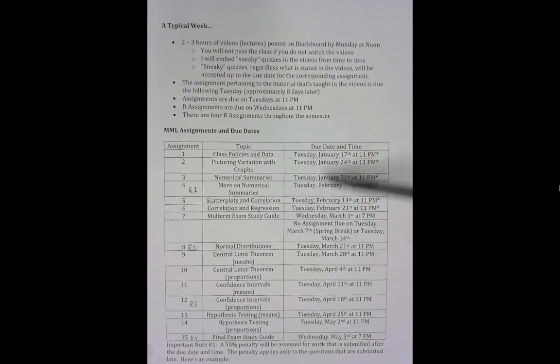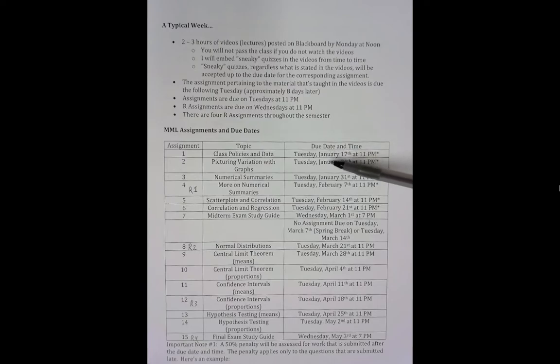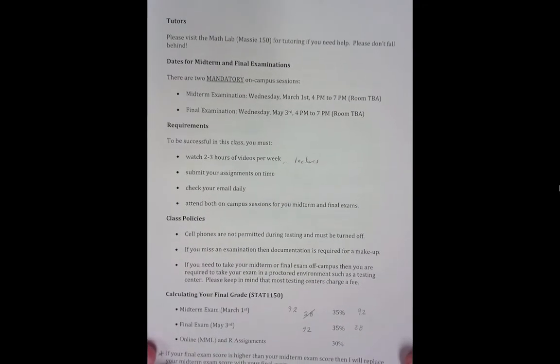All right, gang, here are my math lab assignments. Here are the topics. You can see that every single Tuesday at 11 p.m. you've got assignments due. Now, week 7 changes a little bit. Your midterm exam study guide is due Wednesday, March 1st at 7 p.m. You take your exam from 4 p.m. to 7 p.m. Let me go back. I want to make sure that is completely clear.